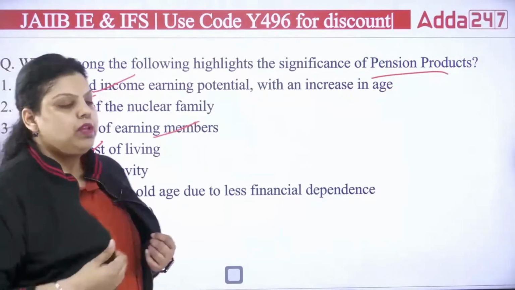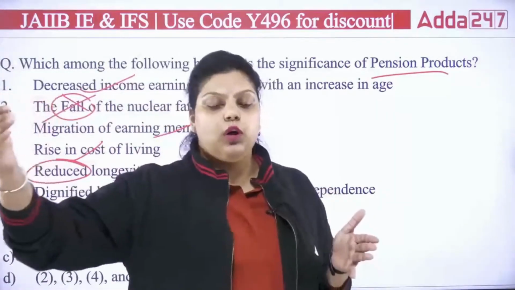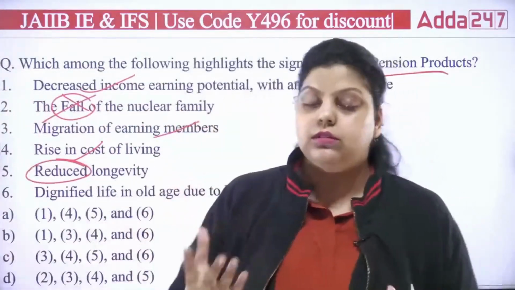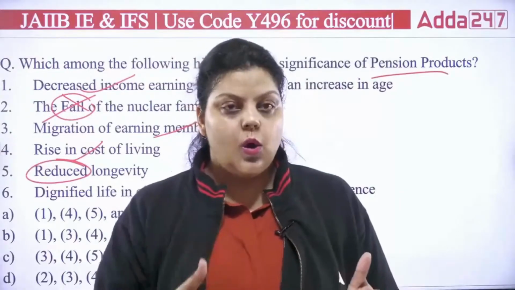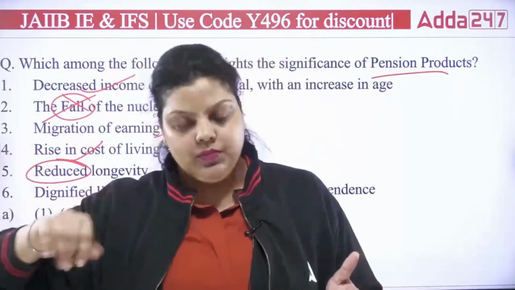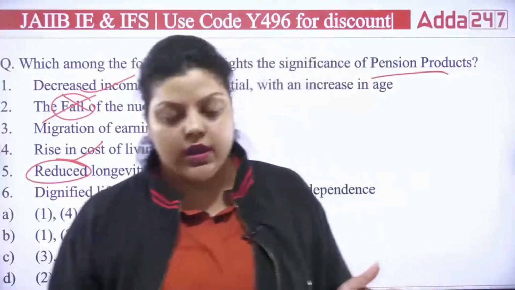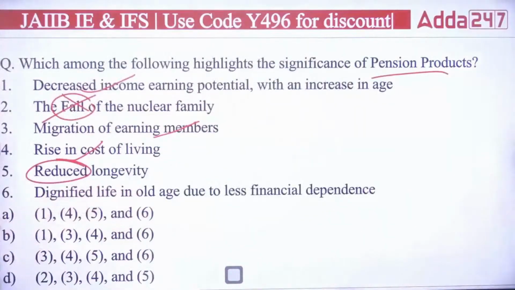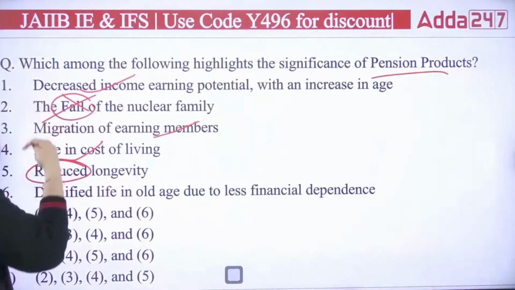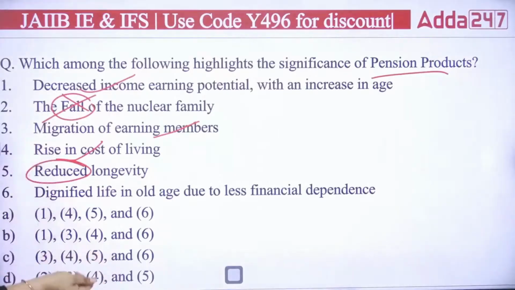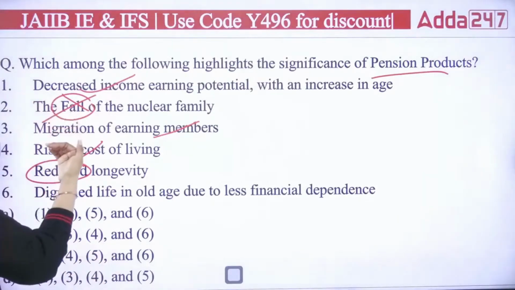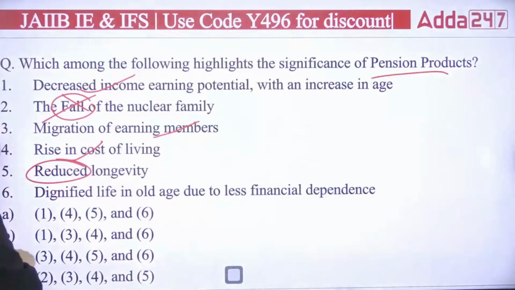Longevity means the years for which people are surviving, or the longer time period to live. That is the longevity we are talking about. So the right answer will be your first; second and fifth will be wrong. All the others are correct. So first, third, fourth and sixth. First, third, fourth and sixth is the B option. Okay. So the right answer will be B.